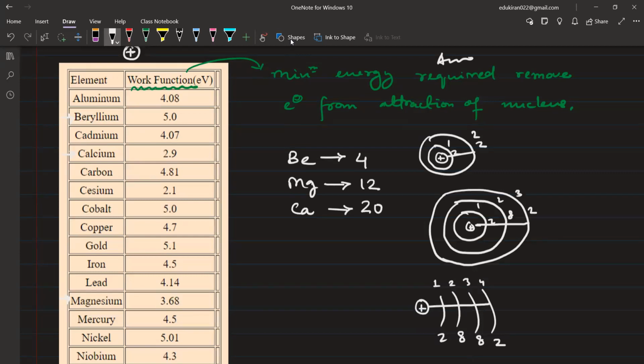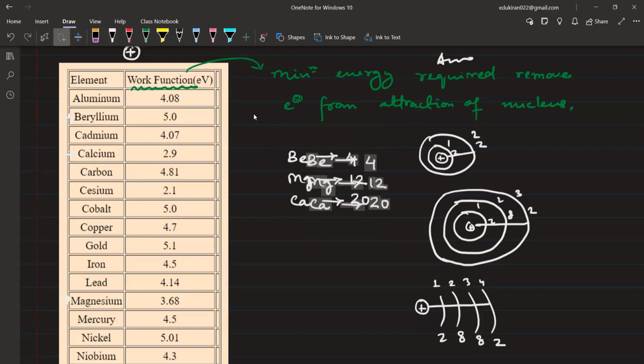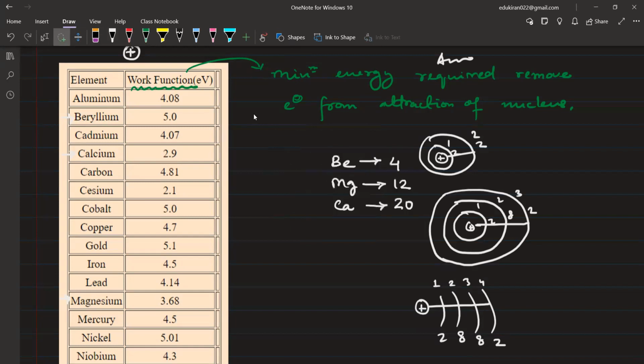Now, the electrons and the positive charge are nearest to each other in which atom? Beryllium. Correct, guys? It is nearest in beryllium. So it will be very difficult to remove the electrons from beryllium, right? Yes or no?